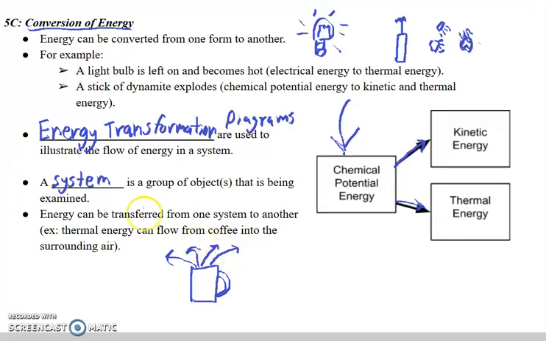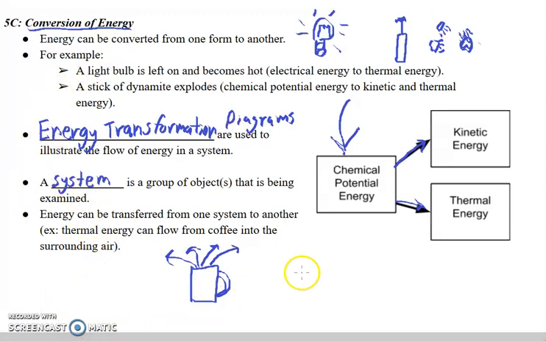So that's really all the notes. There's kind of a short section, so let's just recap quickly. Energy can be transferred from one object to another. It can also be transferred from one form to another form. And to represent this transformation, we're going to use energy transformation diagrams. Kind of just tying together some loose ends.